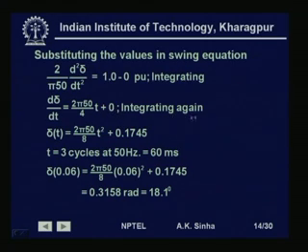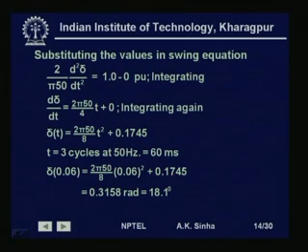Now, integrating again, we will get delta with respect to time, this is a function of time, is equal to twice pi into 50 by 8. We are integrating this t, so we will get t square by 2. So, just substituting that, we will get twice pi 50 by 8 t square plus the constant of integration, and we have seen delta 0 is equal to 0.1745 radians. So, we are substituting that value here and we get delta at any time t from this expression.